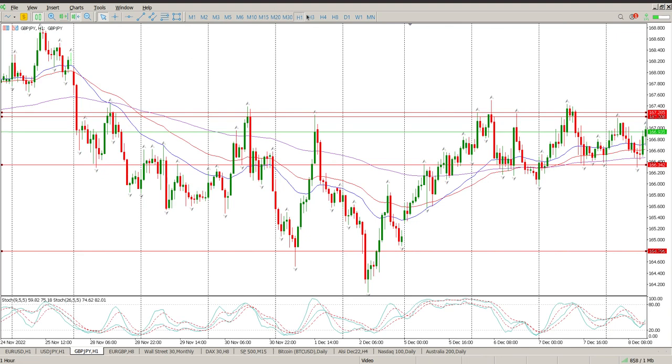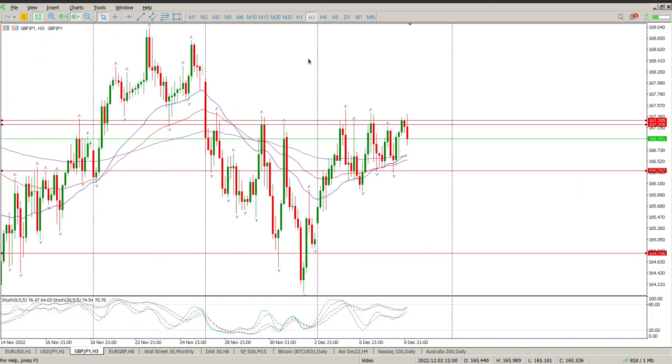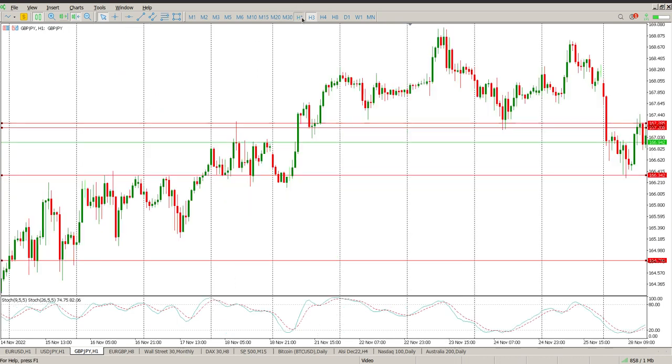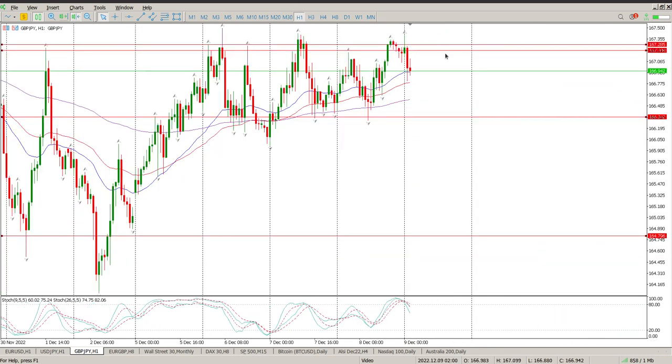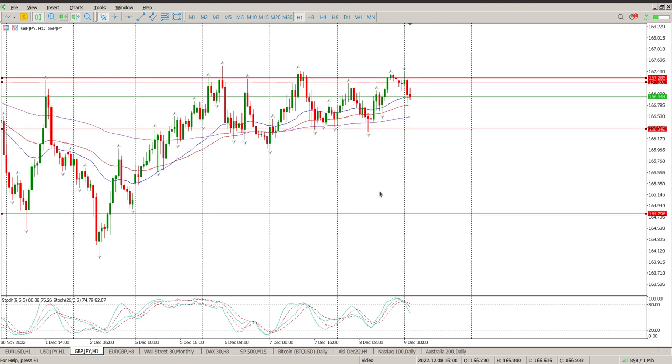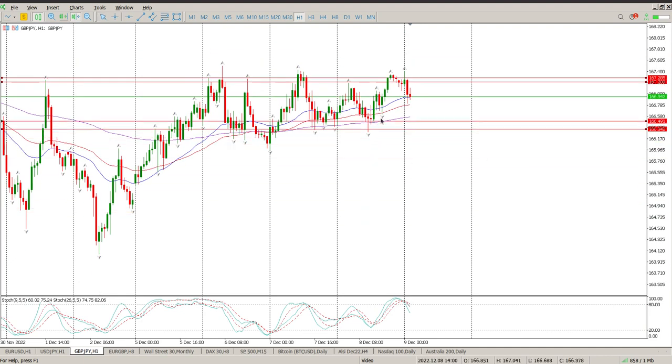Now, I'm just going to get onto a 3-hour here. There is merit for thinking of an inverse head and shoulders here. So shoulder, and or sort of a double head, and then sort of a double right shoulder here. So this area that we're sort of testing is something that we need to be breaking above before looking for longs right now.